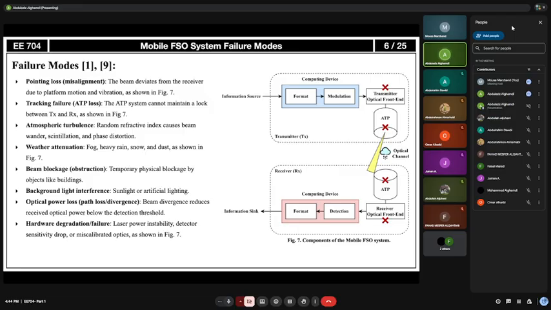Optical power loss, caused due to long path or divergence of the signal, can reduce received optical power below the detection threshold. Finally, we also have hardware degradation and failure. For example, laser beam power instability over time, detector sensitivity drop, or miscalibration of the optics.